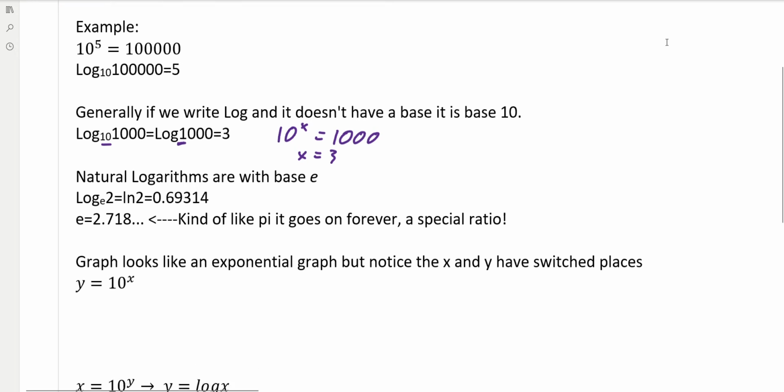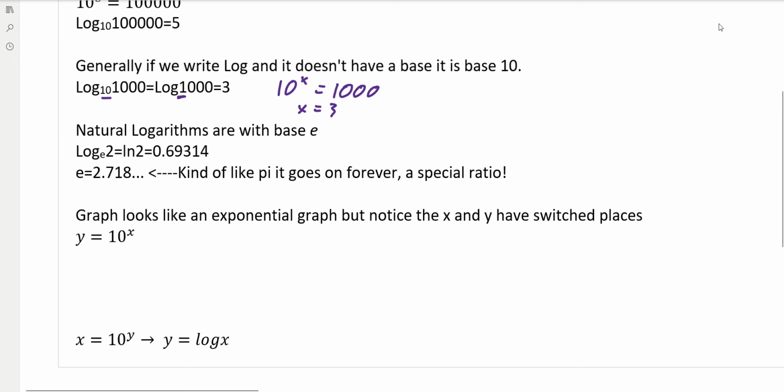What else do we have for logs? Well, we have natural logs. So we can have base 10, which is probably the most common to have in this course. And then we can have base e. Well, what is e? E is a special number. It's a special ratio. Kind of like pi, it goes on forever and never repeats, and you can calculate it like pi. But it's a pretty special number, 2.718 and so on, okay? But we don't have to worry about it too much. Just know that it exists, so base e.